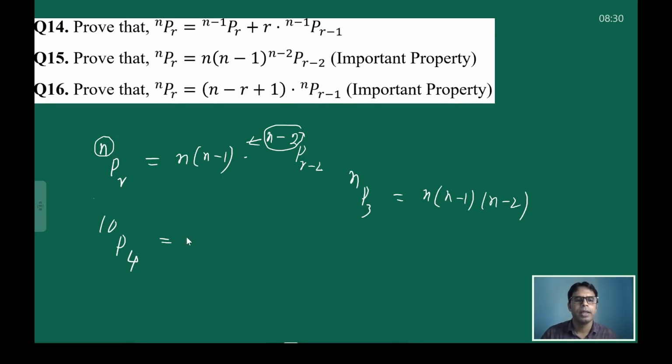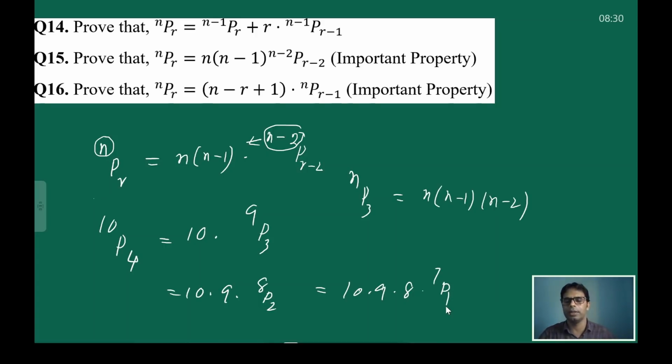Then it will remain 9p3 only. Is that clear? In the similar way, if you take out 9, then here it will be 8p2 only. Then again if you take out 10, 9, then 8, then here 7p1 will remain only.